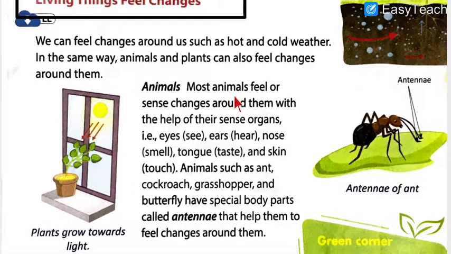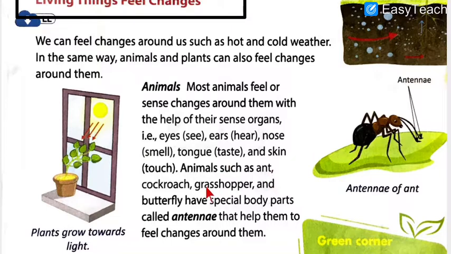Animals. Most animals feel or sense changes around them with the help of their sense organs, that is, eyes to see, ears to hear, nose to smell, tongue for the taste, skin for touch and sensation. So, like human beings, animals can also feel changes. Many animals, like human beings, have the same 5 sense organs. Which are they? Eyes, ears, nose, tongue, skin.